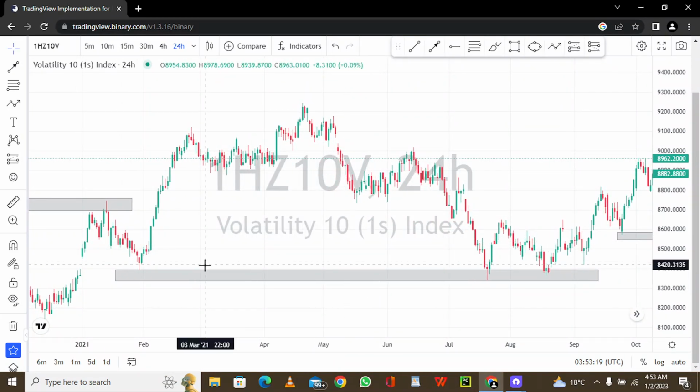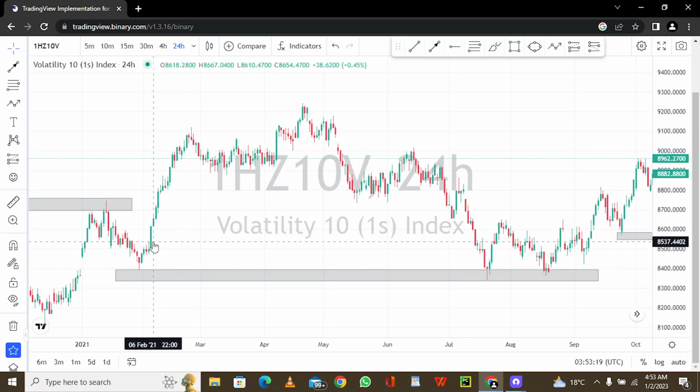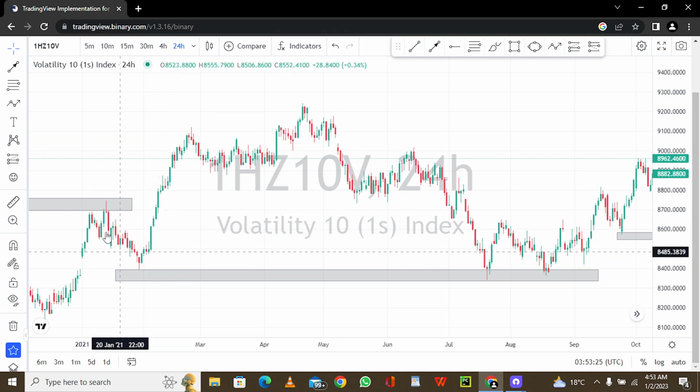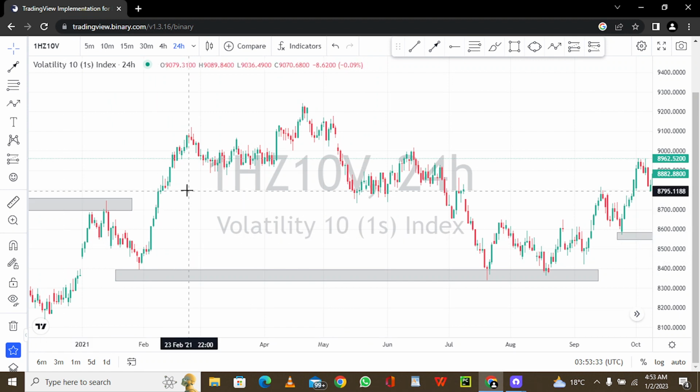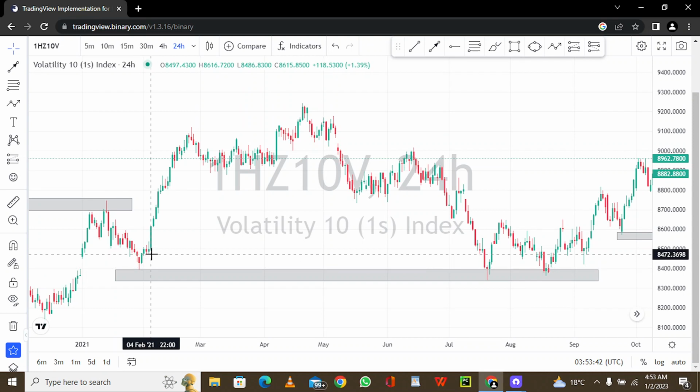Just to explain what a power candle is, look at this strong bullish candle. This is a daily time frame. So it actually means that each of the candles you are seeing on this time frame took 24 hours. Every 24 hours a candle is formed. But look at what happened. I will just have to mark it so that you will understand what I'm saying.